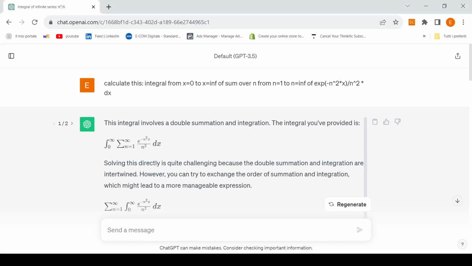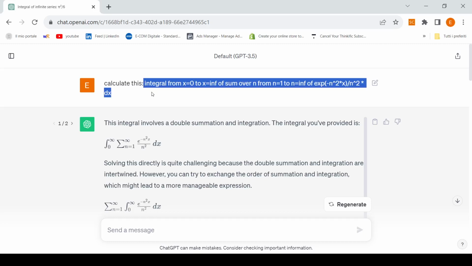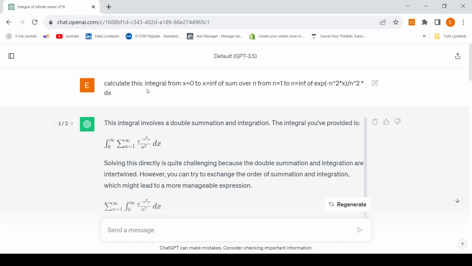I have asked ChatGPT to calculate the following expression, in particular, the integral from 0 to infinity of the summation over n from 1 to infinity of the exponential of minus n squared x divided by n squared, dx. So it is quite complicated to see what I wanted to calculate from just this sentence. But let's see if ChatGPT interpreted my command in the proper way, in the correct way.